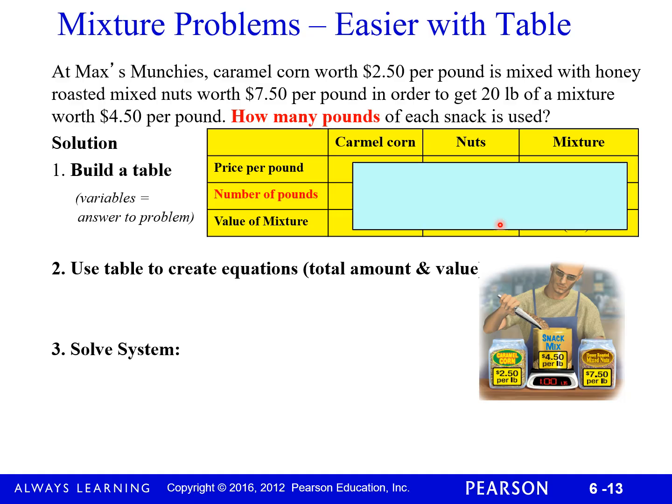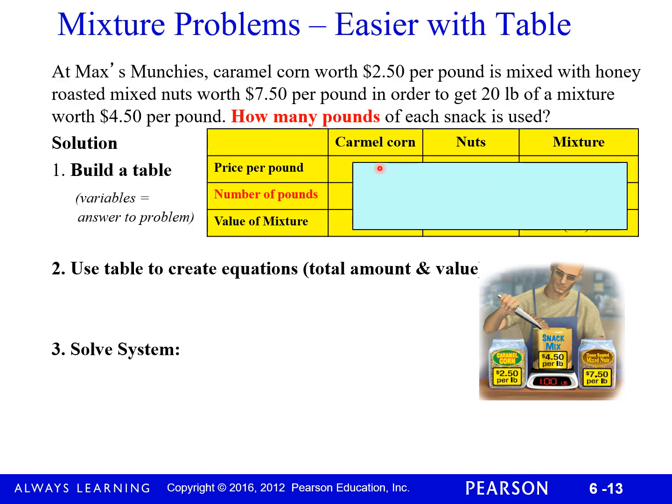Now remember, our variables answer the questions. So we're asking how many pounds of each snack is used. So how many pounds of caramel corn? That's going to go here. We'll make that C. And how many pounds of nuts? We'll make that N. Those will be our two variables.